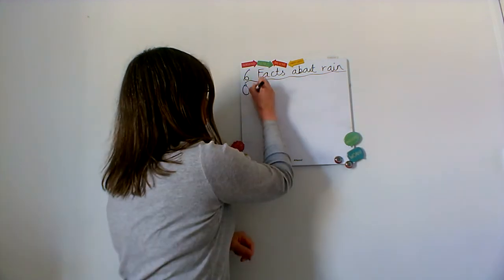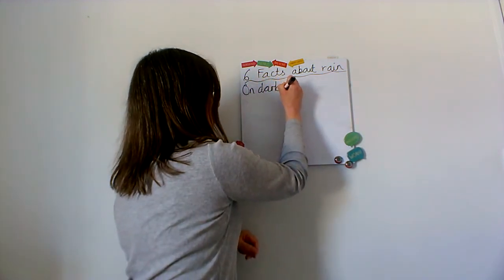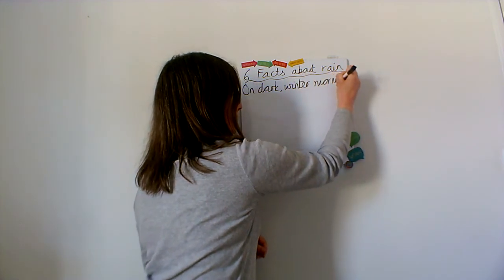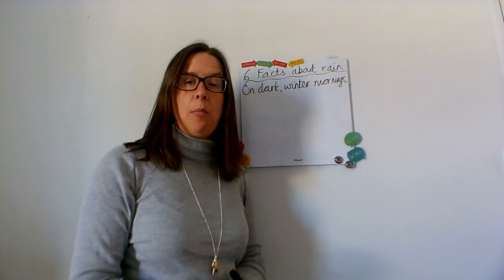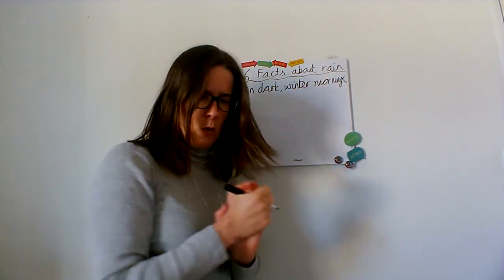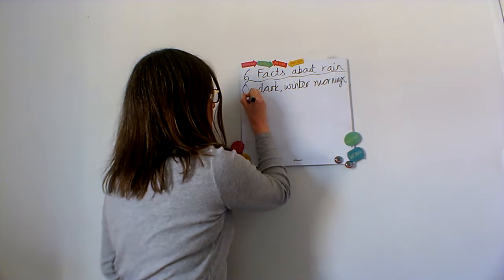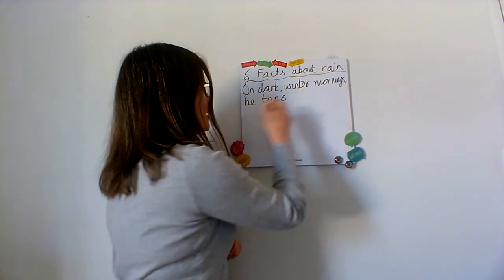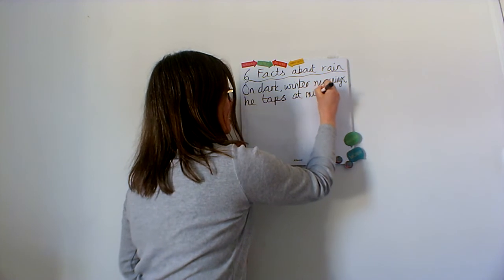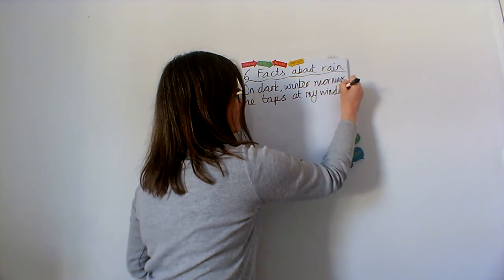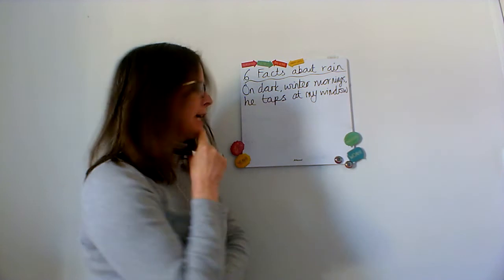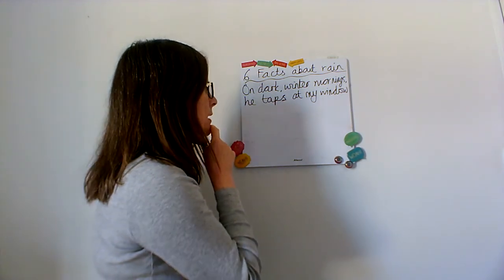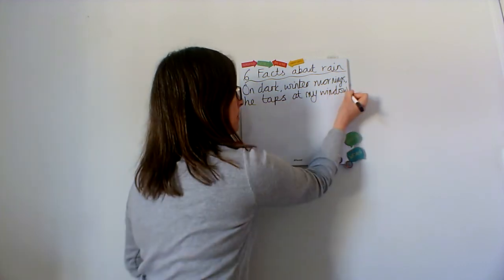So I'm going to start my poem with a fronted adverbial, because I was thinking about how on dark winter mornings when you're lying in bed, sometimes you're woken up by the rain at your window. So I was going to call rain he, just to make it different, because she called light she. On dark winter mornings, he taps at my window. Shall I leave it there, or shall I say to wake me up? On dark winter mornings, he taps at my window. I don't think I'm going to put to wake me up. It makes it a bit too long.